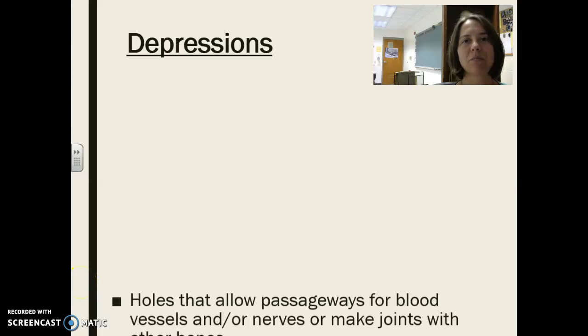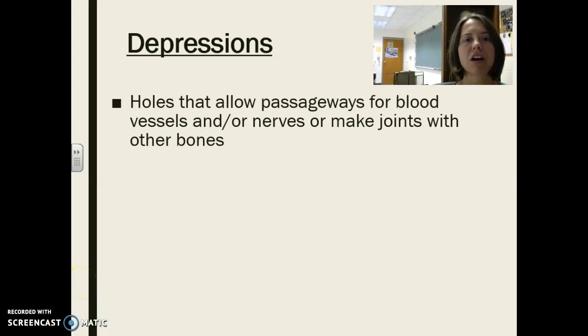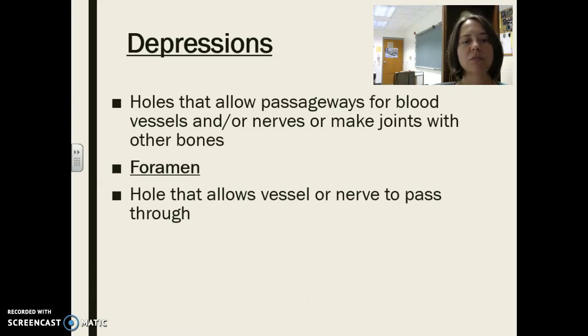Now we're going to talk about depressions. Depressions are holes that allow passages for blood vessels or nerves, and they could make joints with other bones. A foramen is one type of depression. It is a hole that allows vessels or nerves to pass through the bone.